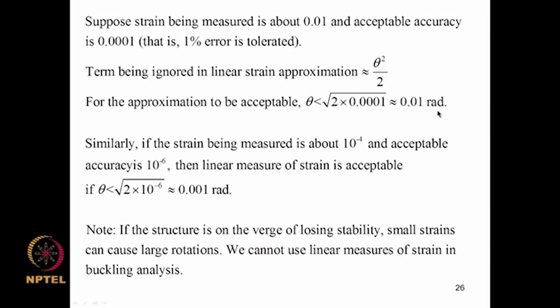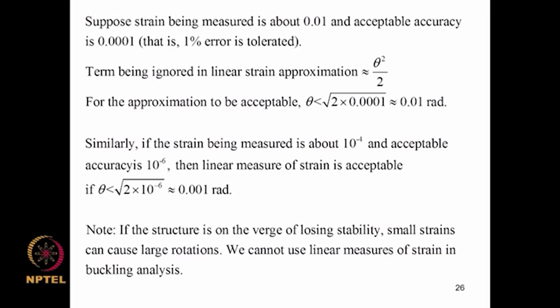So, if you are dealing with strains of about 0.01 and you want to characterize with 1% accuracy, the rotation should not cross this. Similarly, if the strain being measured is about 10 to the power of minus 4 and acceptable accuracy is 10 to the power of minus 6, that is again 1% error, the linear measure of strain is acceptable if theta is less than 0.001 radian. Now, obviously, if theta exceeds this, the infinitesimal strain measures are not acceptable.